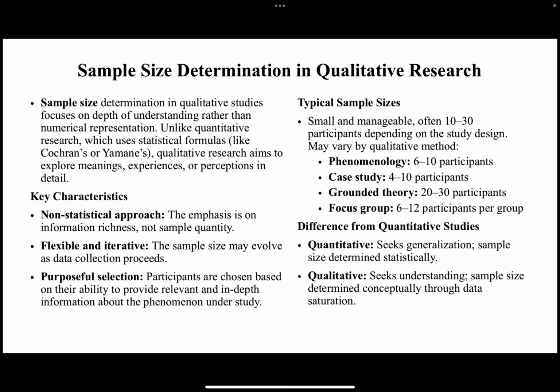If you are looking at phenomenology, then 6 to 10 participants is fine. If you are doing a case study, 4 to 10 participants is good. If you are doing grounded theory, usually 20 to 30 participants. If you are doing a focus group discussion, usually 6 to 12 per group.